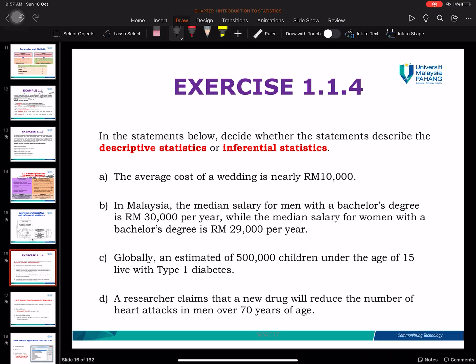Decide whether the statement describes descriptive statistic or inferential statistic. The average cost of a wedding is nearly 10,000. The keyword is nearly. Nearly, it is not confirmed yet. So it is inferential statistic. If we don't have the word nearly, then it is descriptive statistic. For example, the average cost of a wedding is 10,000. So it is descriptive statistic. You can do the rest of the exercise.